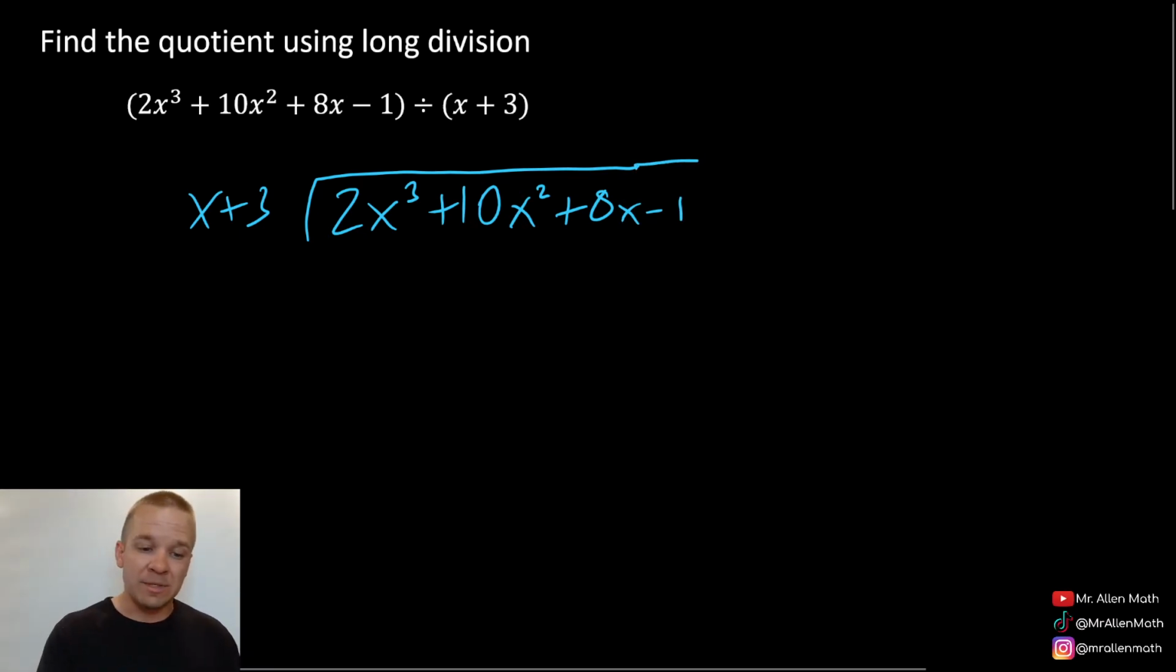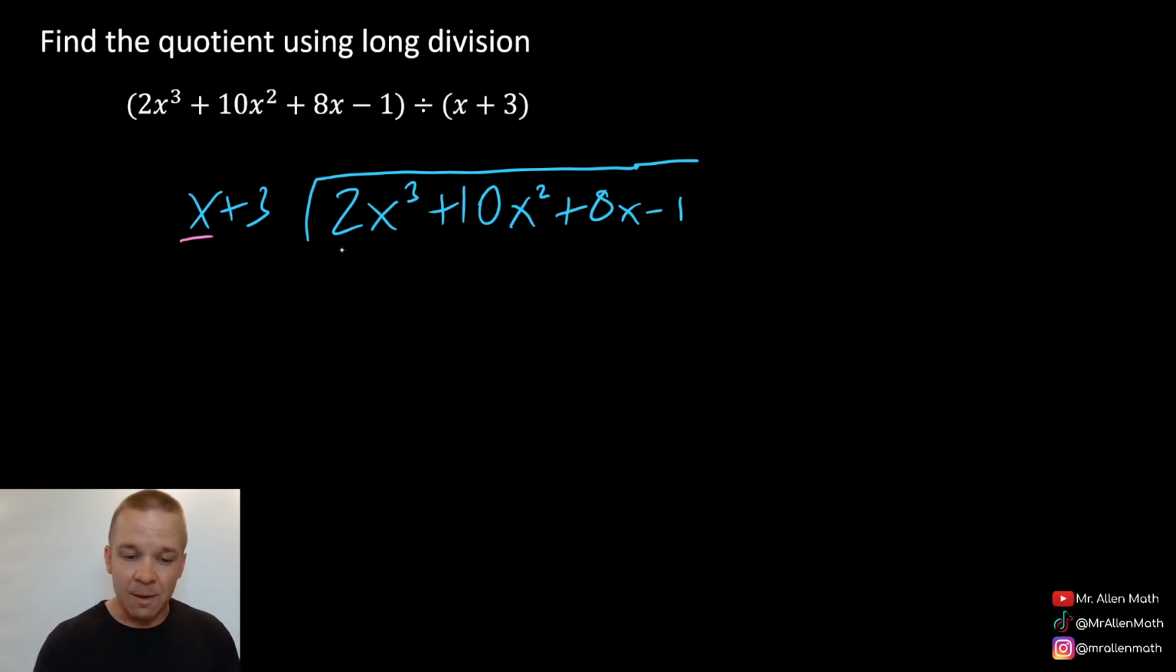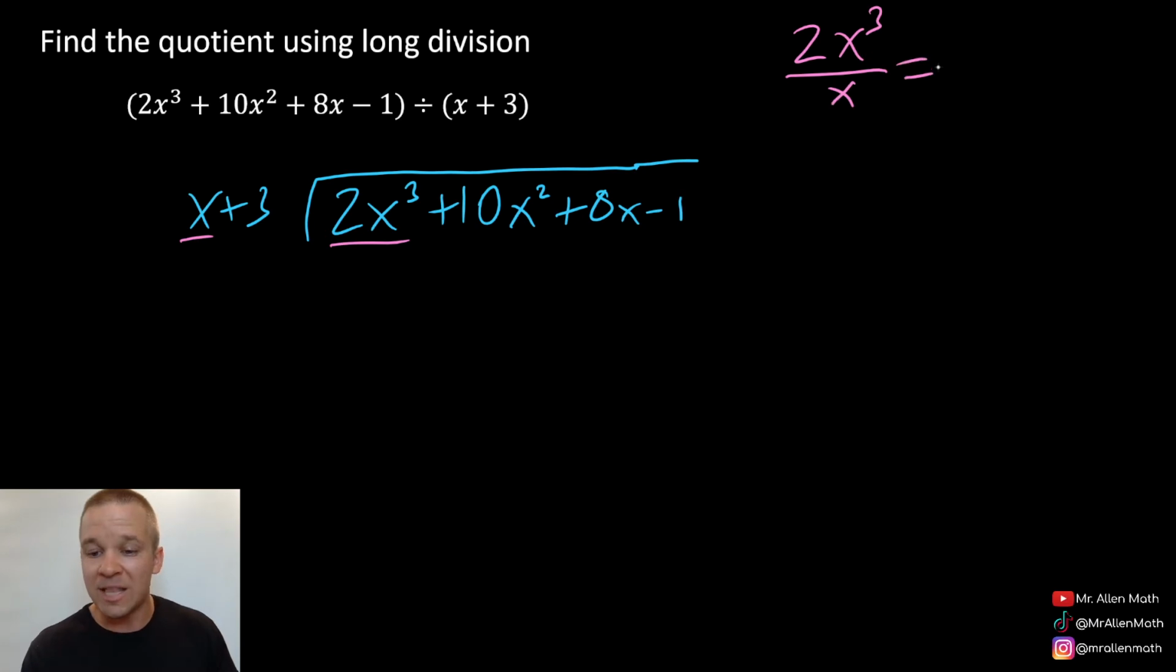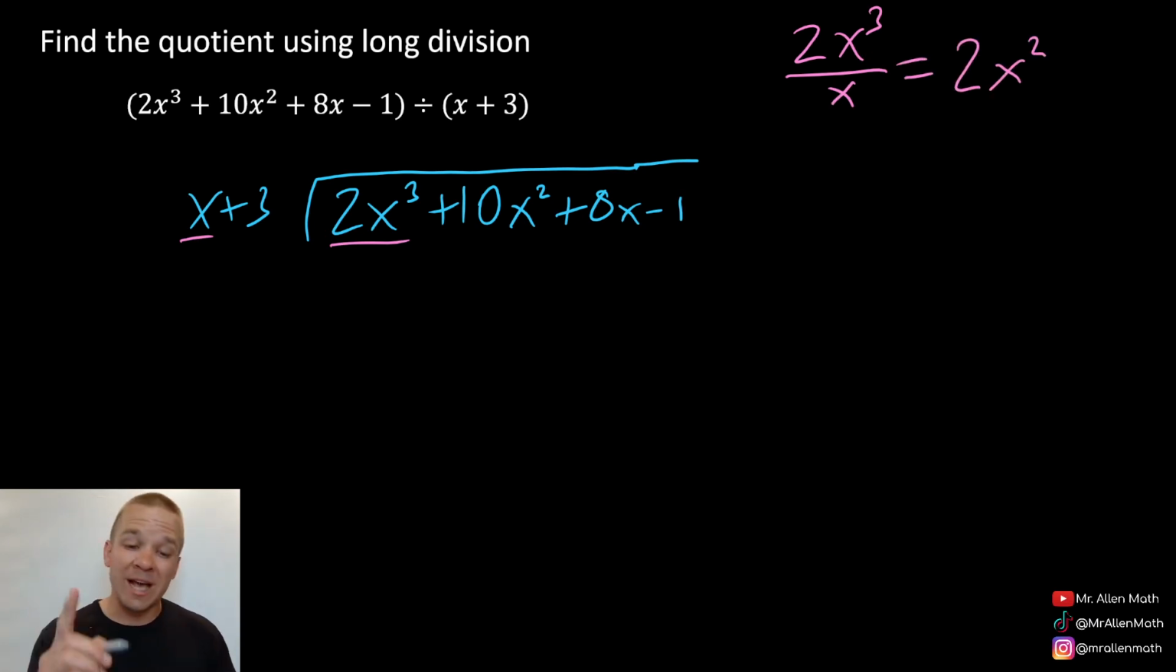First step, I'm going to take a look at the first part of this term. I'm going to take 2x cubed divided by x. That's all I've got to think about. I can jot that down off to the side if I'd like. 2x cubed divided by x simplifies down to 2x squared. So that is going to be the start of my quotient. I'm going to toss that up top.